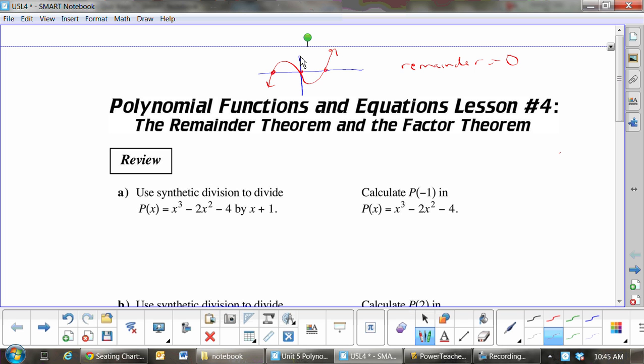Why are they the factors? Why doesn't 3 get to be a factor? Because if you put in 3, it doesn't divide nicely. There's a remainder. But does that mean it's not even on the graph? No, it doesn't mean that. It is a point on the graph.